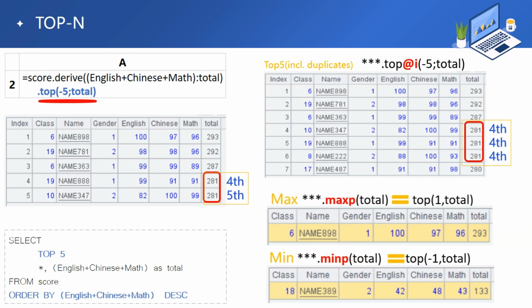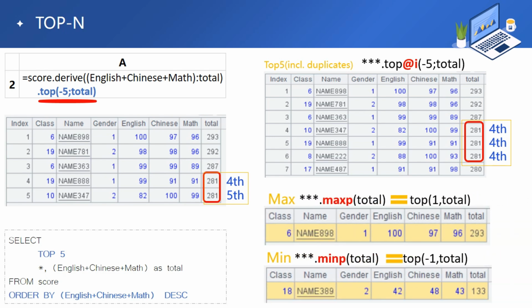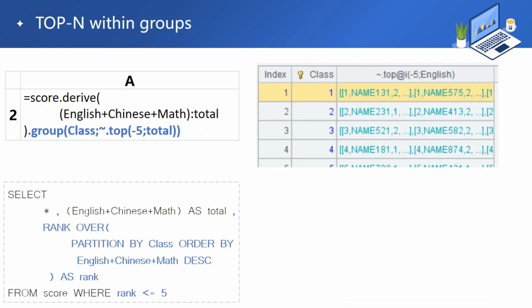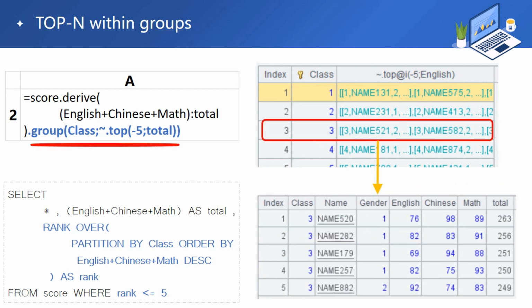To find the maximum and minimum records, you can also use the maxp and minp functions, which are equivalent to top(1) and top(-1), respectively. To find out the top 5 students in each class, you can use the top function and the group function. The top 5 students from each class, as shown in the figure, are a series of subsets. Clicking on class 3 will reveal the top 5 students from class 3.